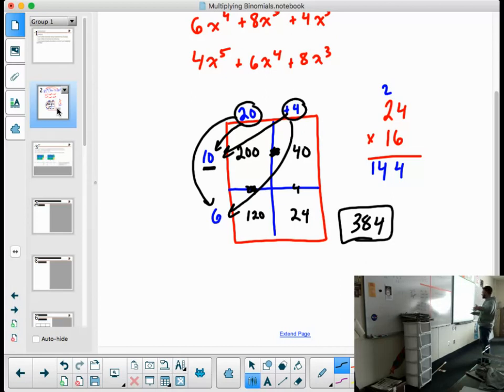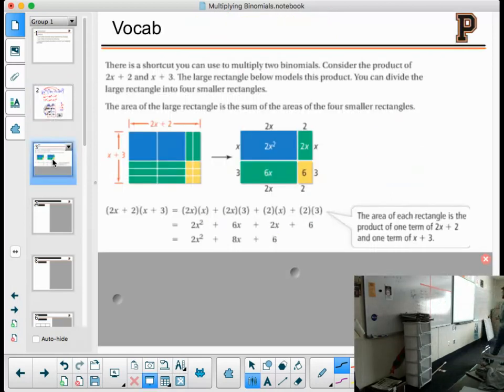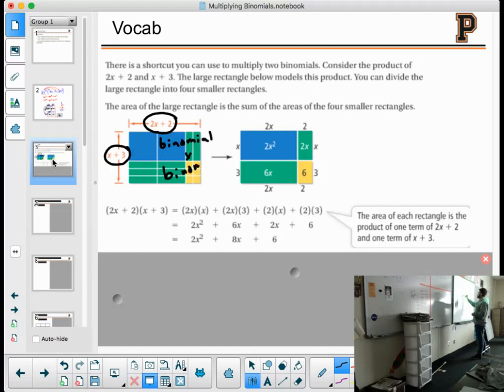Okay? Now, this is kind of what we're going to be working on today, only with just a little bit more complex expressions, right? We're going to be focusing on how to multiply something like 2x plus 2 by something like x plus 3, a binomial times a binomial, right?